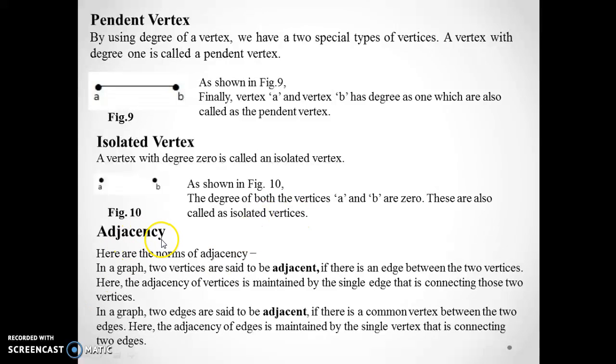One more term, that is adjacency. Here, the norms of adjacency are: in a graph, 2 vertices are said to be adjacent if there is an edge between the 2 vertices. Here, the adjacency of vertices is maintained by a single edge that is connecting those 2 vertices. In a graph, 2 edges are said to be adjacent if there is a common vertex between the 2 edges. Here, the adjacency of edges is maintained by a single vertex that is connecting the 2 edges.